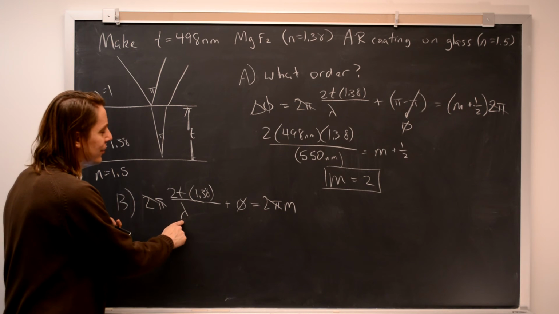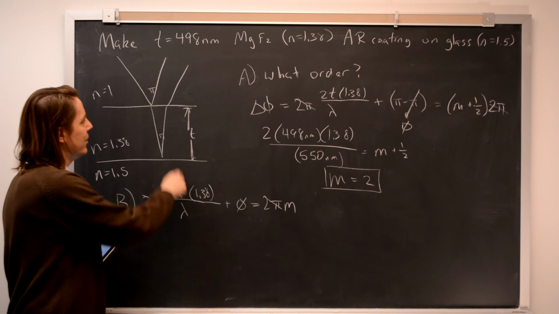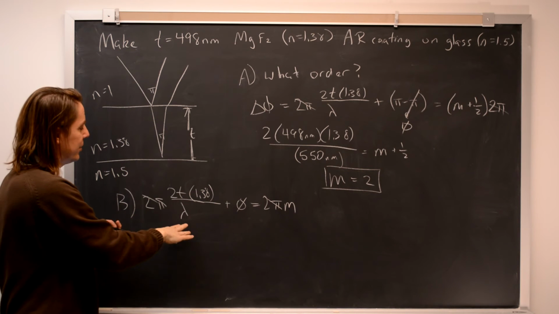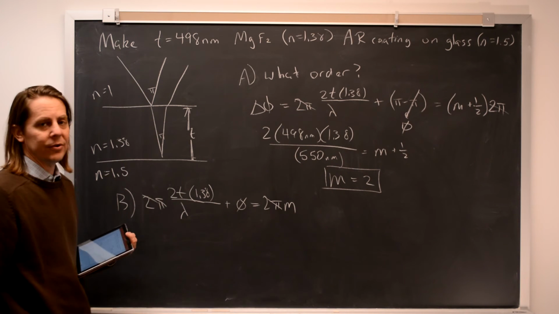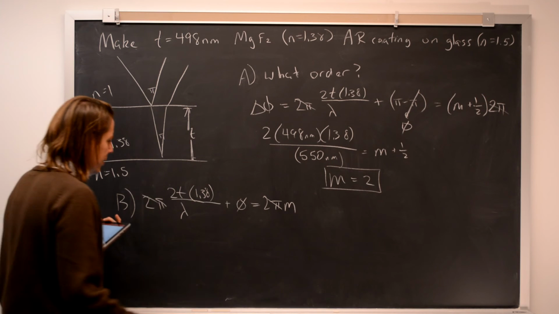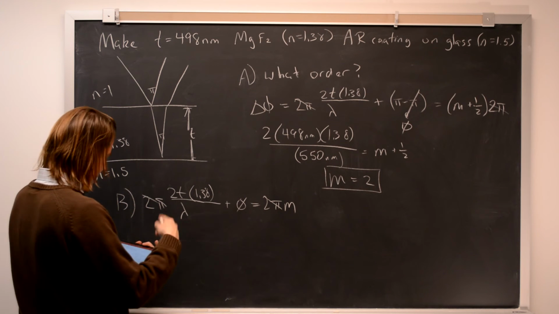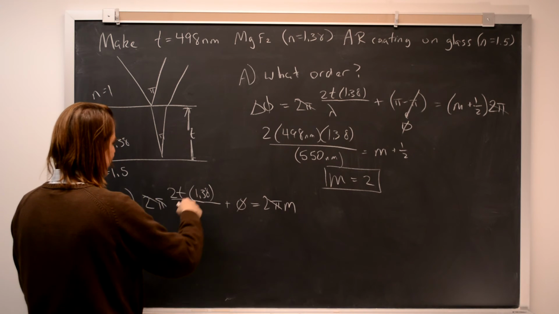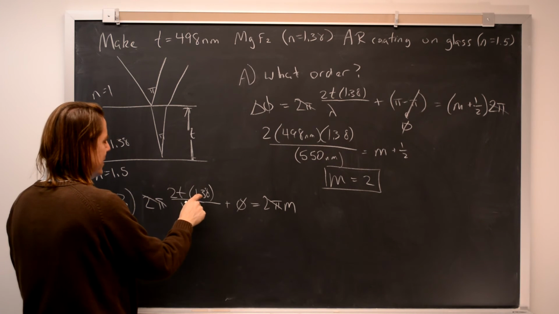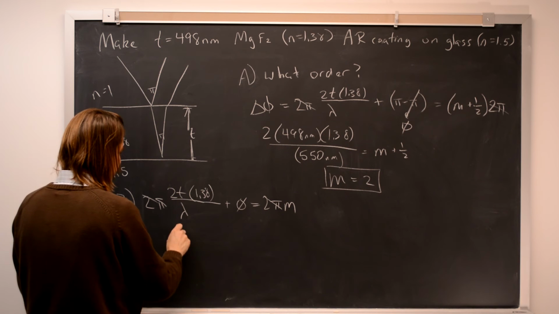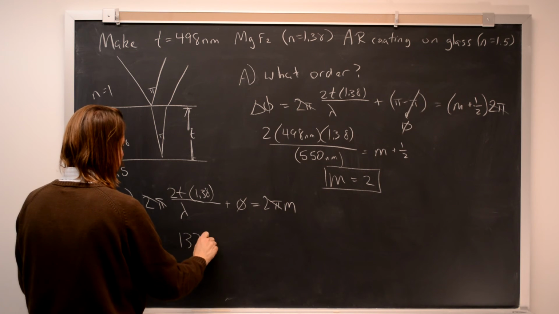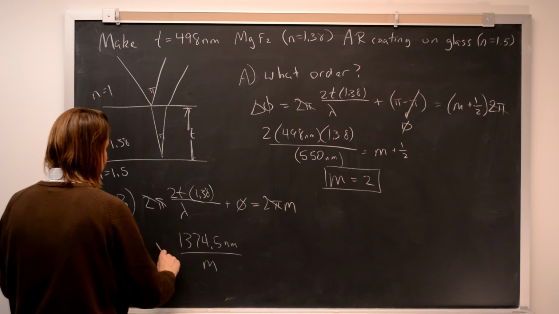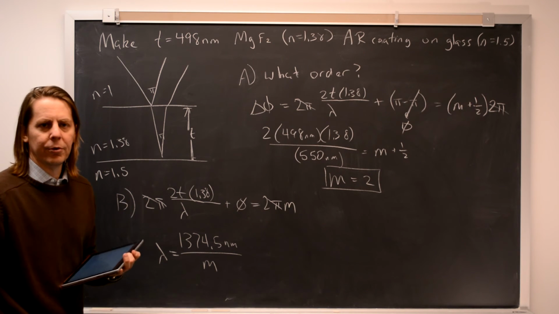Now, lambda is not necessarily 550 here, because now we're not talking about where you want to put the destructive interference. You're talking about where does the constructive interference occur. So let's see, we could spin this around, and basically lambda goes here and m comes over here. It's really 2 times t times 1.38. So that's 1374.5 nanometers divided by m, and those are your lambdas for different orders.